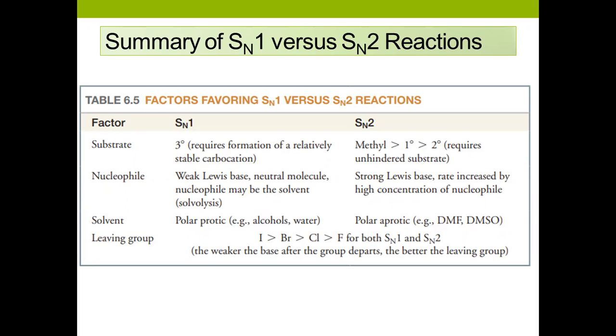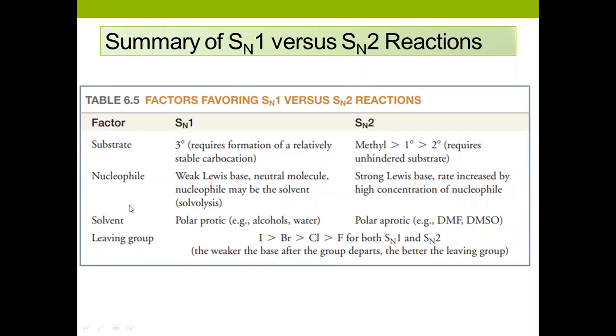Again, the reason for this can be attributed to the reaction mechanism. The SN2 reaction is a concerted reaction. There is a simultaneous nucleophilic backside attack. So the presence of alkyl groups on the partially positive carbon will hinder it, and that's why the SN2 reaction favors a methyl or 1 degree substrate. The SN1 will favor the 3-degree substrate, because a 3-degree alkyl halide will form a 3-degree carbocation, which is more stable than the 2-degree or the 1-degree.